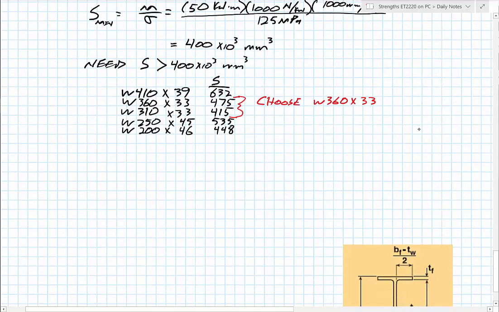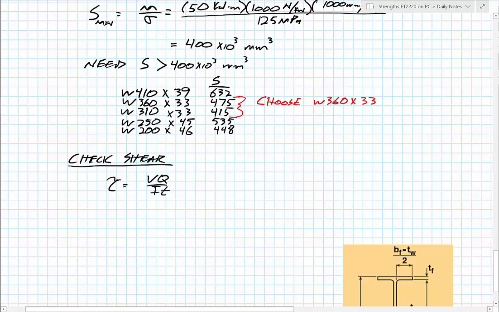But then we said after we pick a beam based on this section modulus or bending moment, what we need to do is check to make sure that this beam will not fail due to the shearing force. And we have an equation for shear. It says tau is equal to VQ over IT. Remember that dreaded Q in our areas and all that kind of stuff?